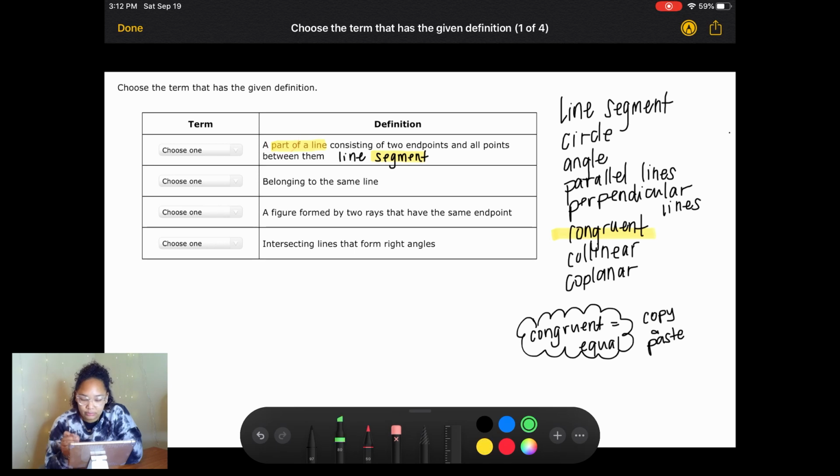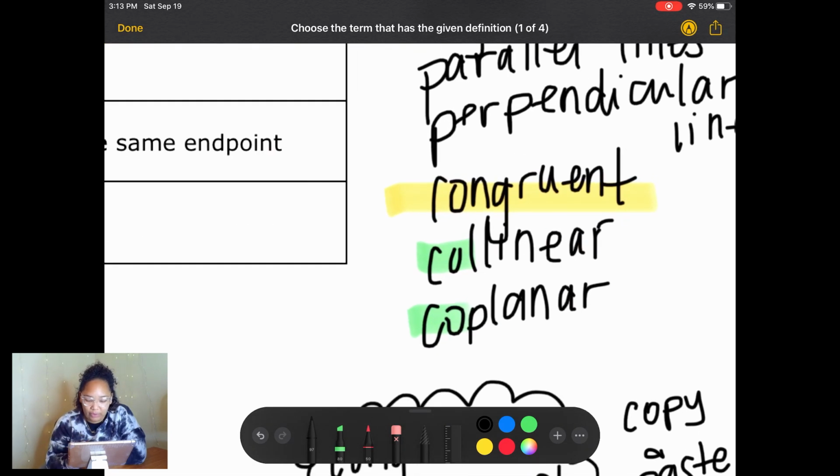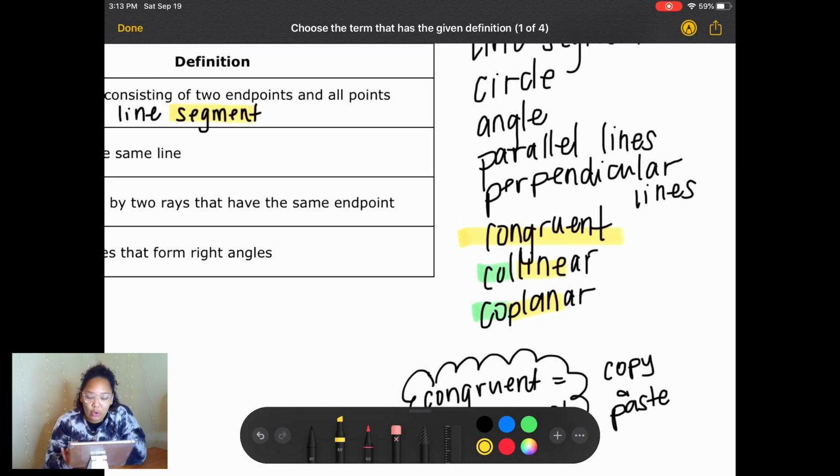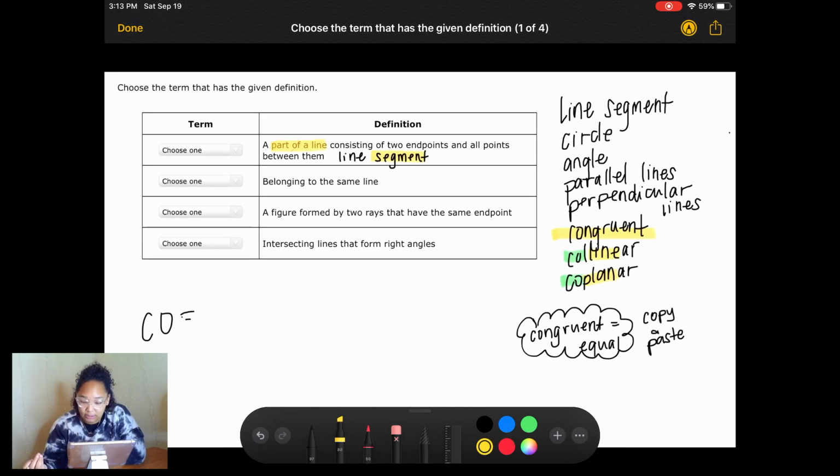Now, this next one talks about collinear and coplanar. So really quickly, when I think of the prefix "co," I think of coworker, meaning with, right? Something to do with something, related to something. So if you look at the part and separate it from the rest of the word, it says linear, and you have that word line, and then plane, as in plane. So collinear means it's in the same line as something else, and coplanar means it's in the same plane.